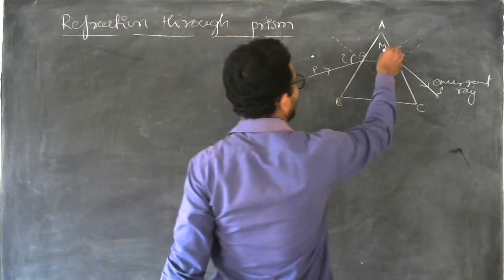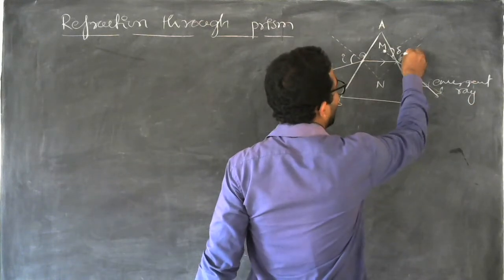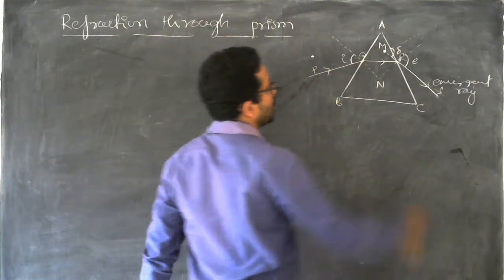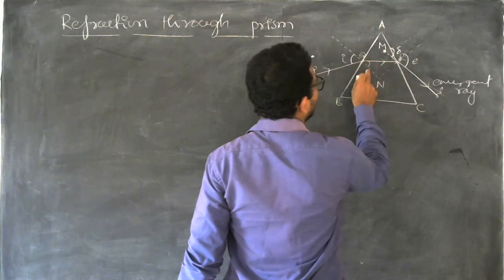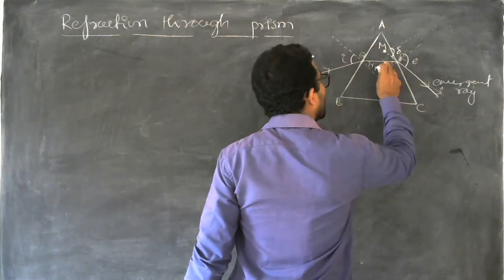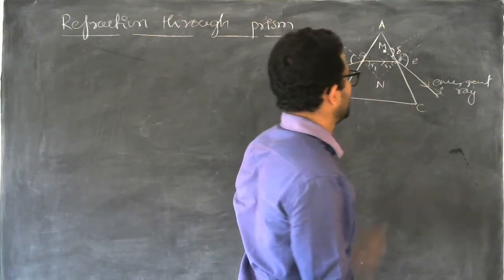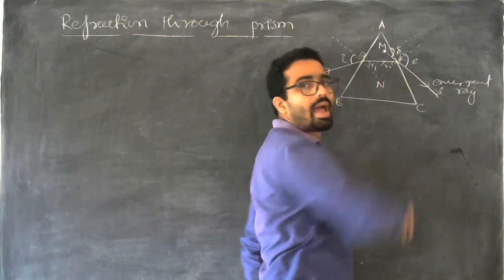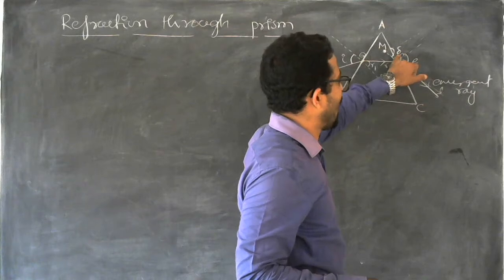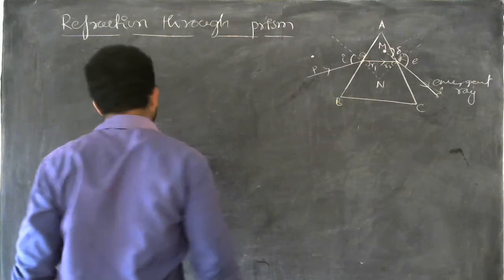So this is the incident ray and this is the emergent ray. The angle formed here is e. This angle of refraction is r1. Again here the ray is incident, let's write r2, this angle of incidence. This is the angle of emergence e. This is known as the angle of deviation.